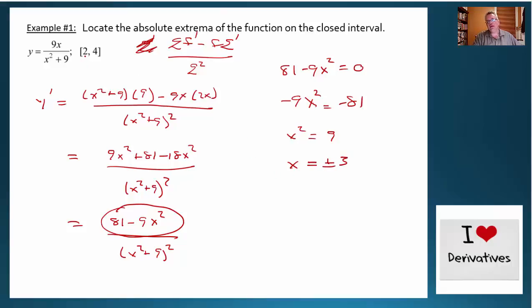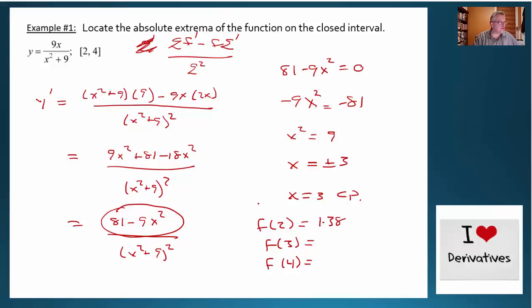But we're interested in the interval from 2 to 4. So the critical point negative 3 is outside the interval. So really, the only critical point we have to worry about is x equals 3. So we have to check the endpoints at 2, the critical point at 3, and the other endpoint at 4. We check the value of the function at these 3 places, and it turns out that this is 1.38 when we put 2 into the original function.